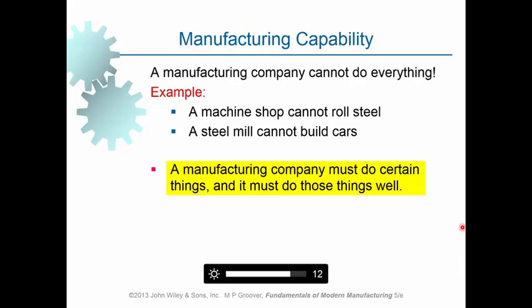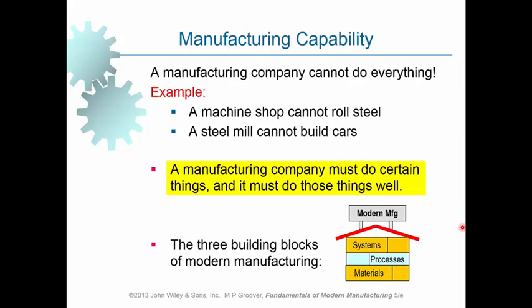A company, even if the company has the facilities, must not be doing everything. It must be doing only certain things. It must be producing only certain types of products. And in doing so, it must produce those products better than other competitors in order to be successful in marketing the products that are manufactured.